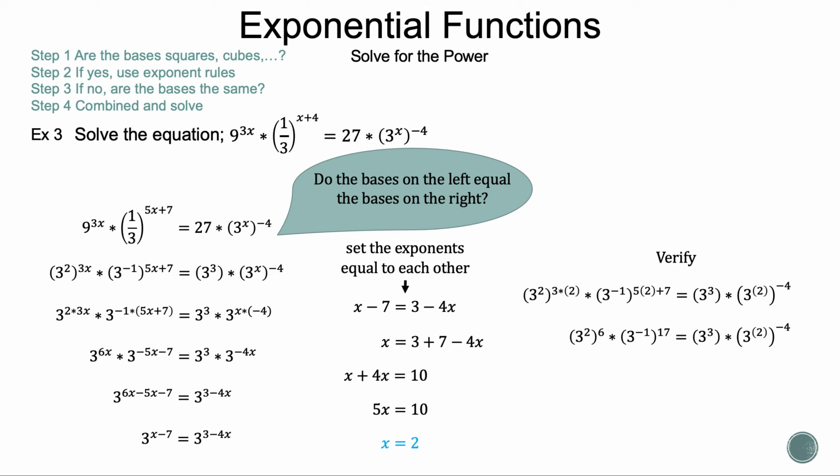Let's simplify the powers outside the parentheses. Let's multiply the powers by their powers. Let's combine the powers. Let's subtract the powers. So now we have 3 to the negative 5 is equal to 3 to the negative 5. Both sides are the same?